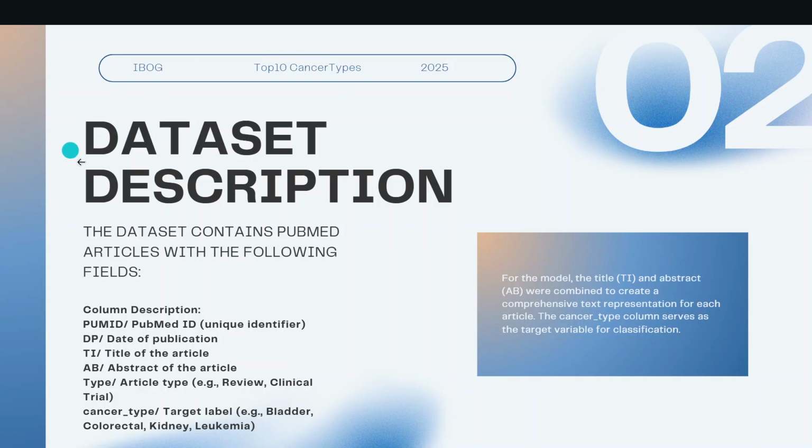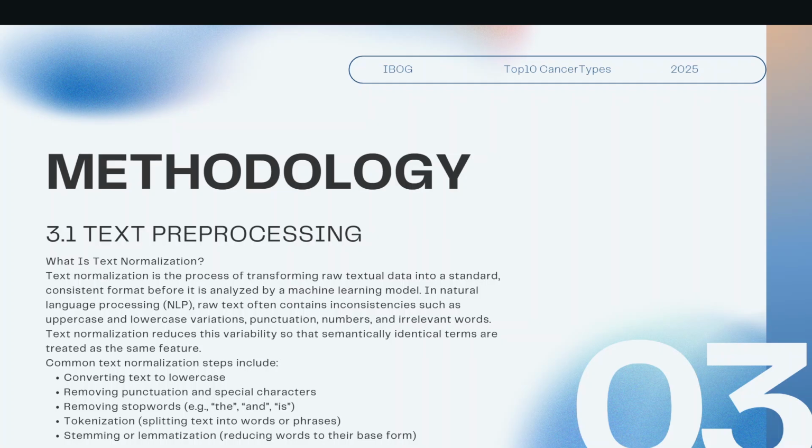So next we have the dataset description. The dataset contains PubMed records with the following fields: PMID, or PubMed identification, DP, date of publication, TI, title of the article, AB, the abstract of the article, and type for the article type, such as review, clinical, or trial. Cancer type is the target label, such as bladder, colorectal, kidney, or leukemia. Furthermore, title and abstract were combined to create a comprehensive text representation for each article. The cancer type column serves as the target variable for classification.